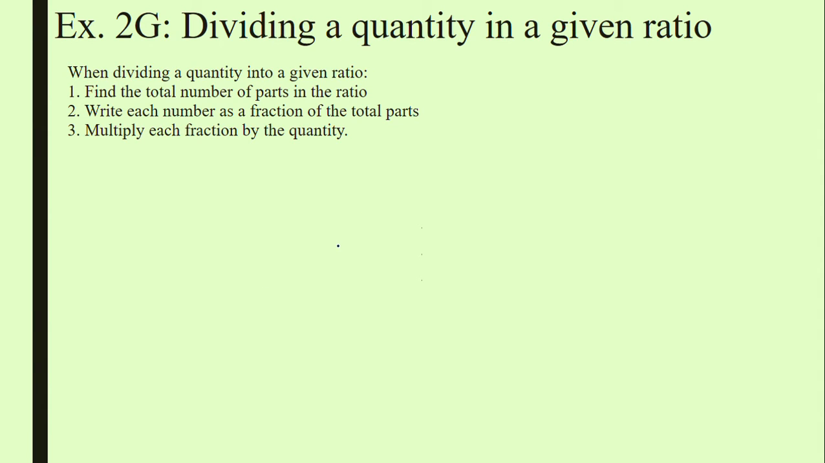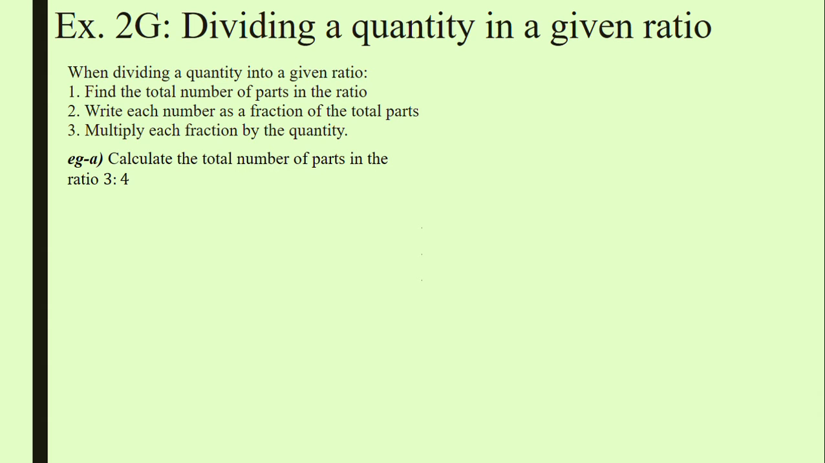So when we're dividing a quantity into a given ratio, our steps are on the screen. We need to find the total number of parts. We need to write each number as a fraction of the total number of parts, and then we're going to multiply each fraction by the ratio. So only one example-ish today.